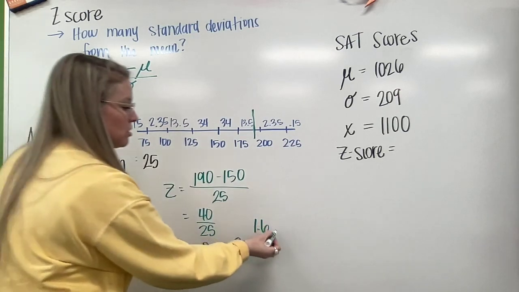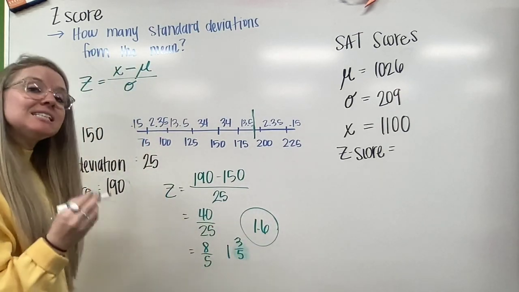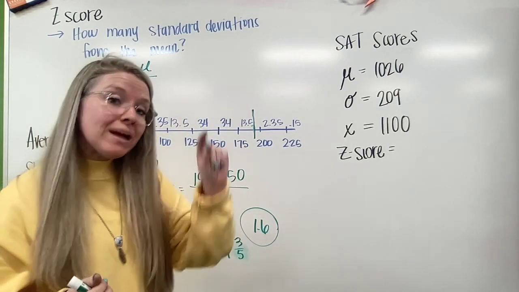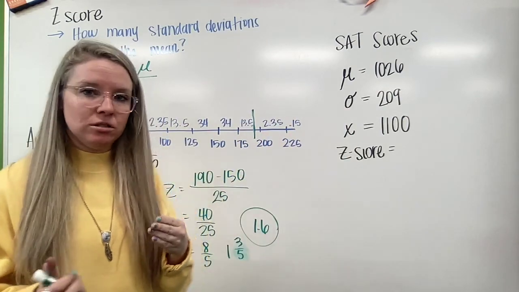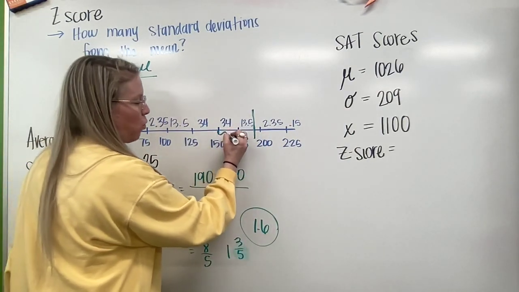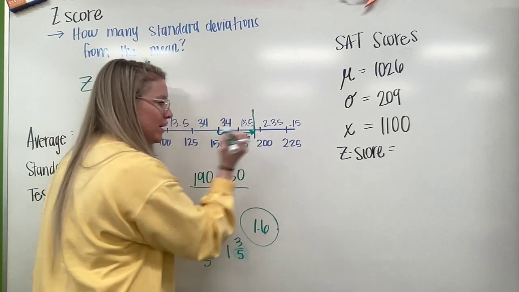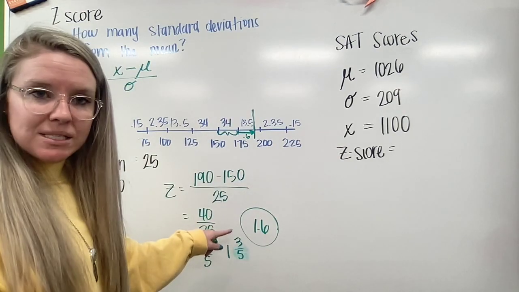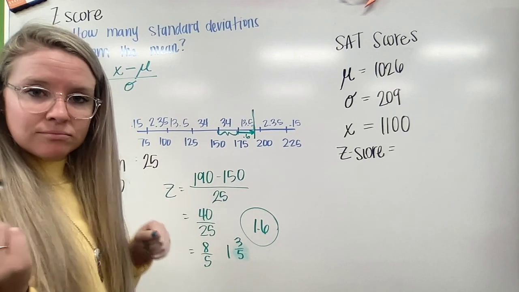Cool. Okay, so let's see what that is. So my z-score is 1.6. That is telling me that 190 is 1.6 standard deviations above the average. And here we can see, here's 1 standard deviation, and here's that 0.6. So we didn't make it to 2, we're at 1.6. And the chart can then tell us that percentage.